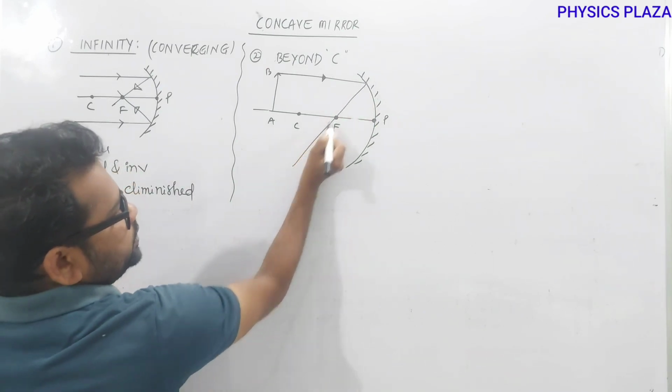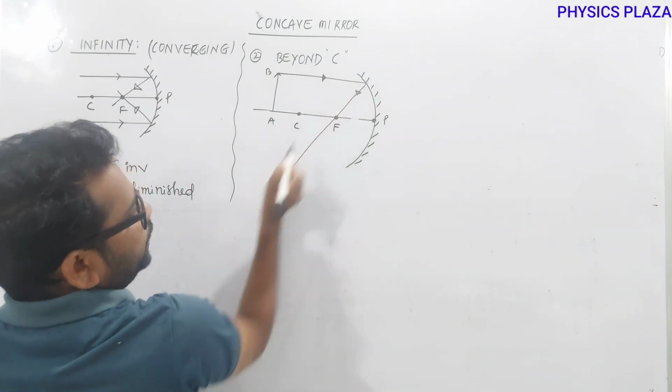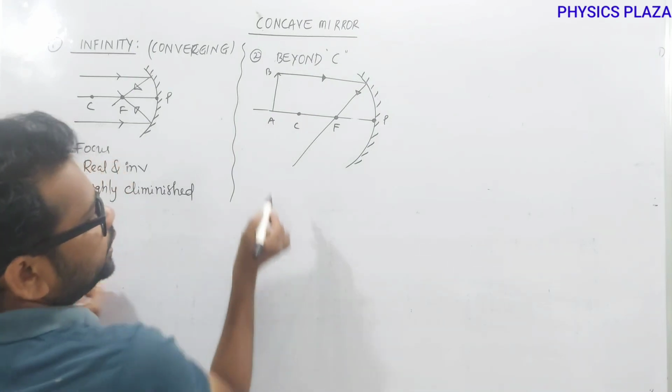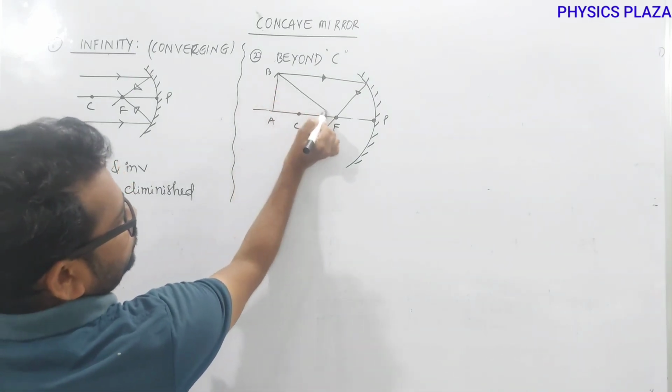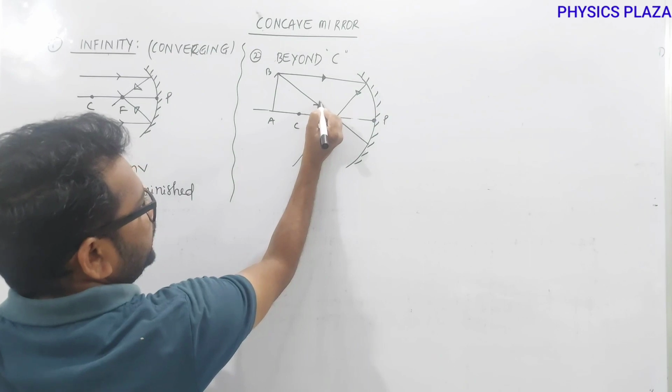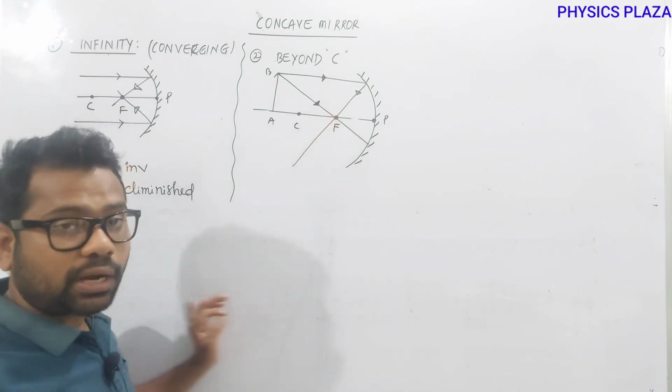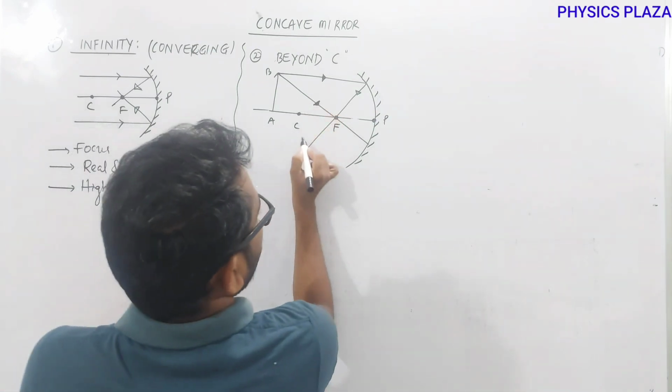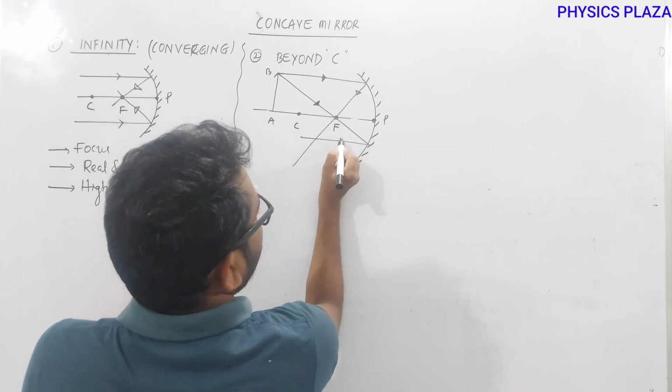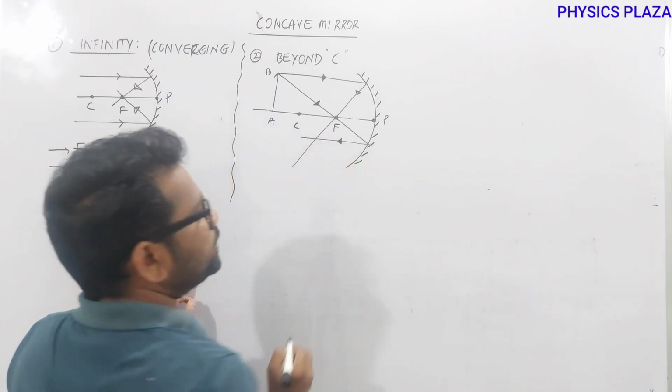It passes through a focus. This is fine. Okay. Another light ray which I am going to take is passing through a focus. Children, if any light ray is passing through the focus, after reflection, what will happen? It will move parallel to the principal axis.